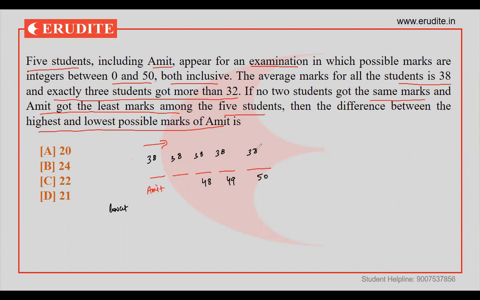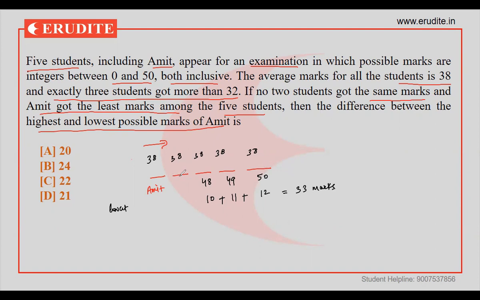So guys, this 50 is how much more than 38? It is 12 more. So we have 12 marks extra here. This is 11 more and this is 10 more. So that means how much extra marks do I have? 33 marks I have extra, right? Now it is given that 3 students only got more than 32. So these 3 students got more than 32.